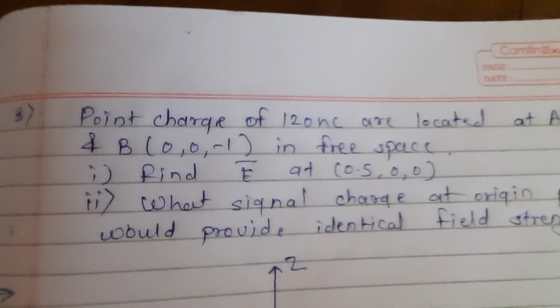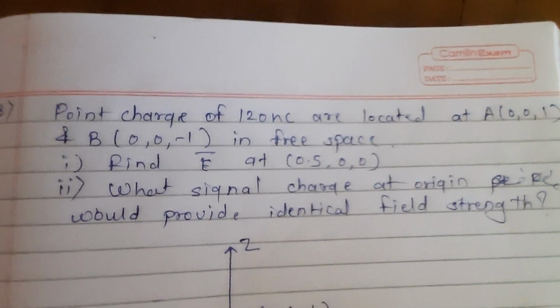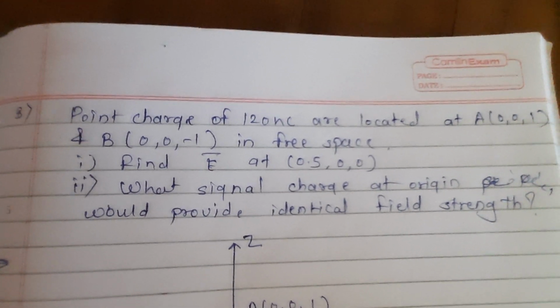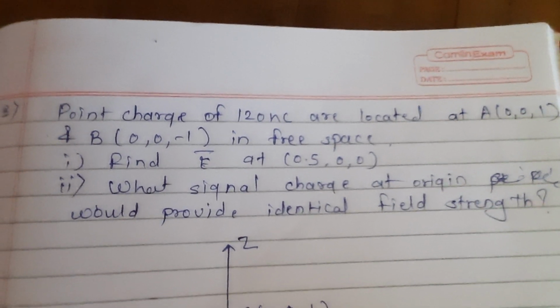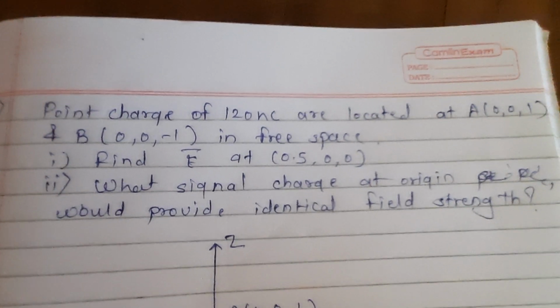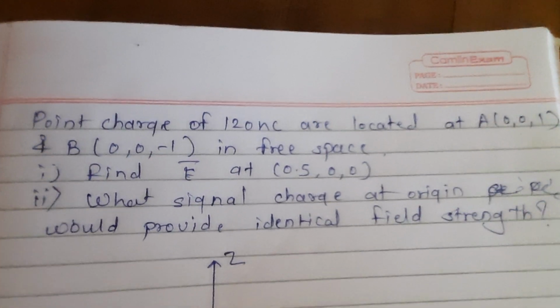The point charges of 120 nanocoulomb are located at (0, 0, 1) and (0, 0, -1) in free space. Then find E bar at (0.5, 0, 0). And second, what single charge at origin would provide identical field strength?